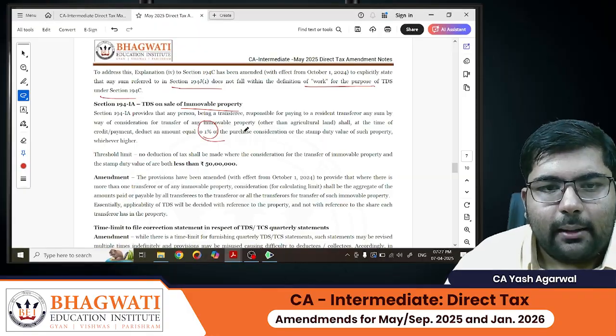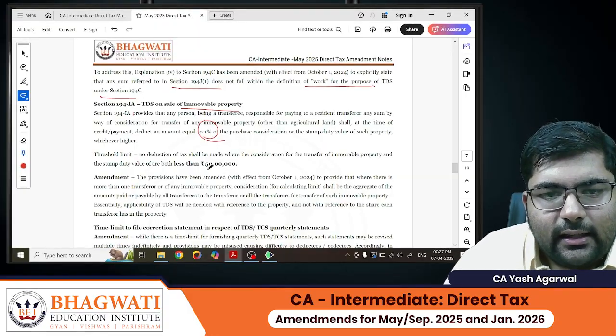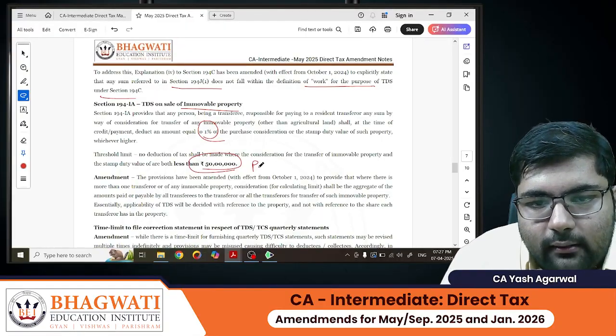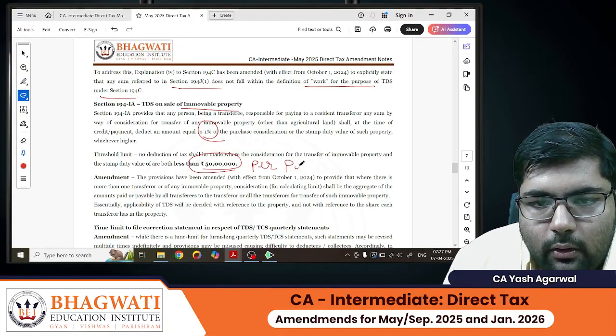The amendment that has happened is to say that this limit of 50 lakh or more is to be reckoned per property, not per seller.